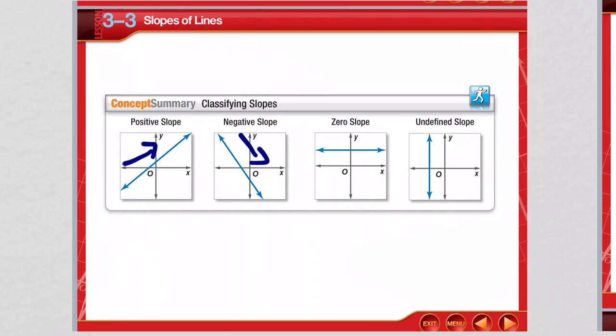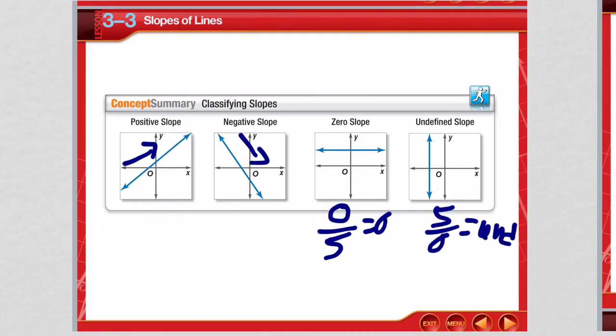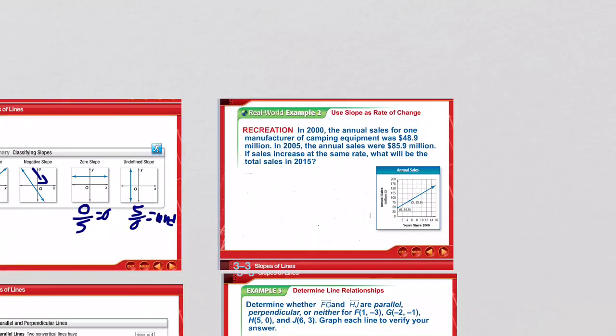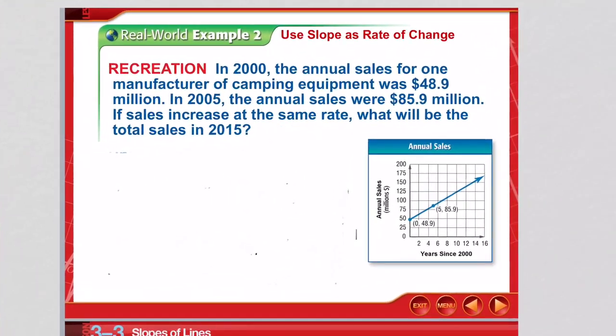And there is a zero, so if you have a zero on top of a fraction, like a 0 over 5, please know that slope is 0. Or if it's undefined, if it were 5 over 0, you do not leave it as that, you leave it as undefined. So what we're going to do is take a look at a rate of change.